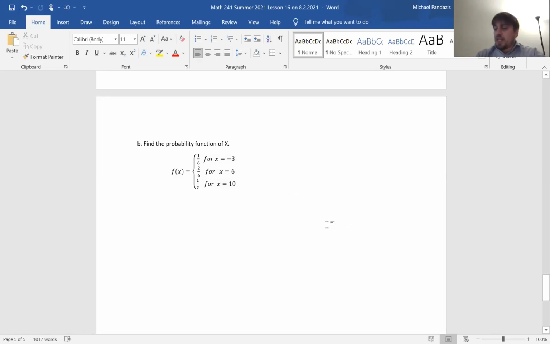Okay, and then we are done. And so that is the end of this section. This is the end of 4.6. It's also the end of chapter 4. So we've now covered all of chapter 4. And so next class, we are going to start chapter 5, which is on continuous random variables and probability density functions.